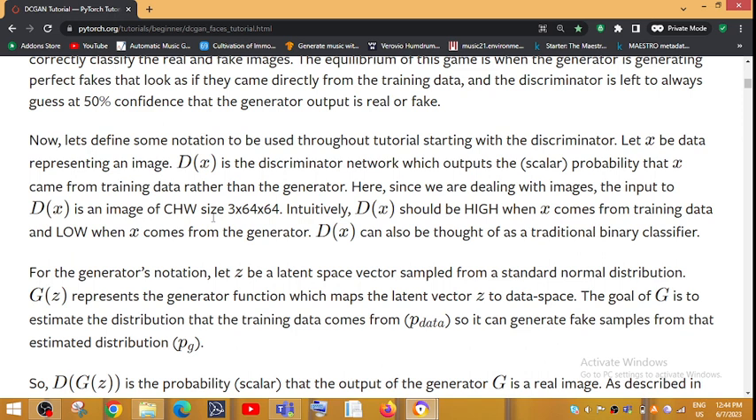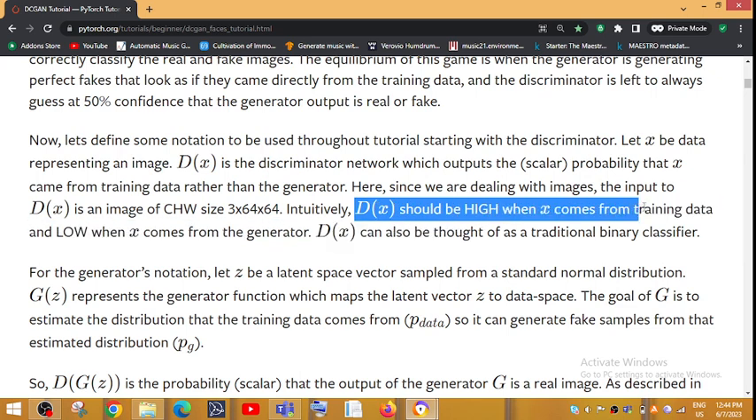Intuitively, D(x) should be as high as possible when x comes from a real image, meaning a training image, and low when it comes from the generator. D(x) can be thought of as a traditional binary classifier, because it decides whether the given image is real or fake. If it is real, then 1. If it is fake, then 0. Because there are only two classes, real or fake, it can be thought of as a binary classifier.